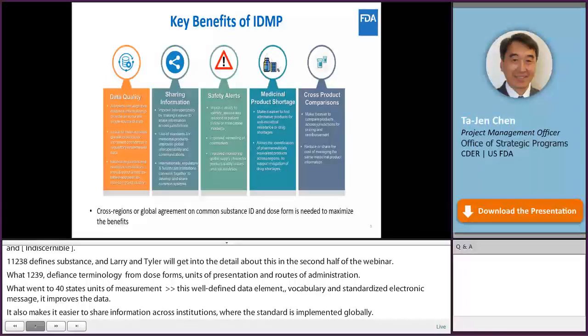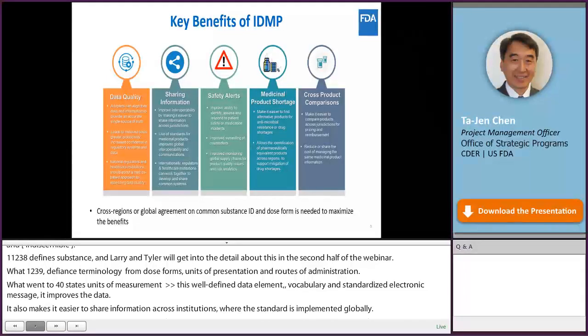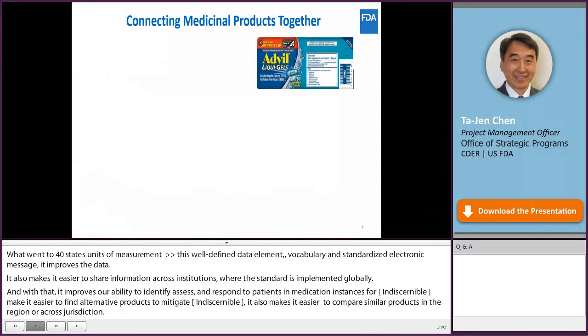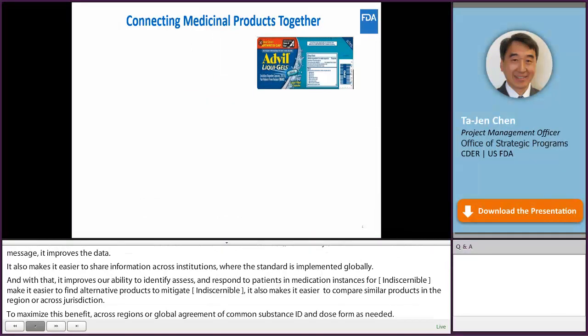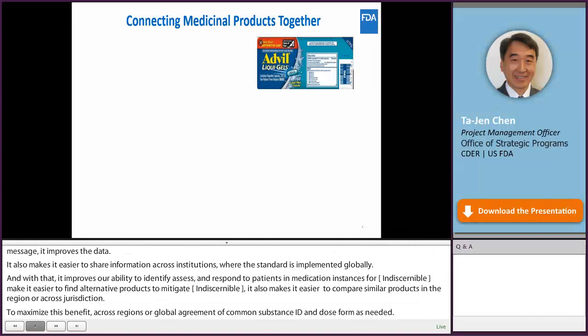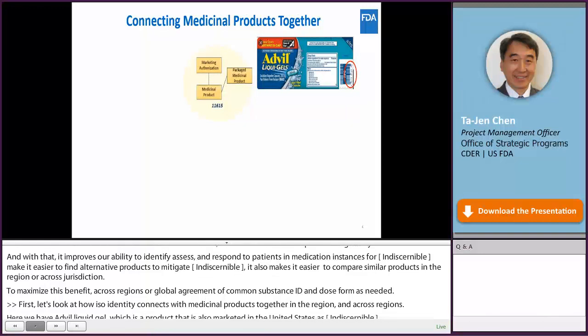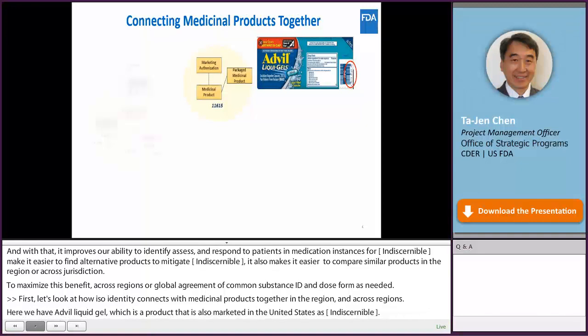However, to maximize these benefits, cross-regions or global agreement on common substance ID and dose form is needed. First, let's look at how ISO IDMP enables us to connect medicinal products together in a region and across region. Here we have Advil liquid gel, which is a medicinal product that is authorized to be marketed in the United States as OTC product. The barcode on the right is the NDC code, which is the US implementation of medicinal product identification at package level, PCID.